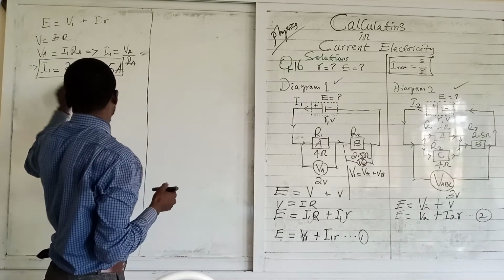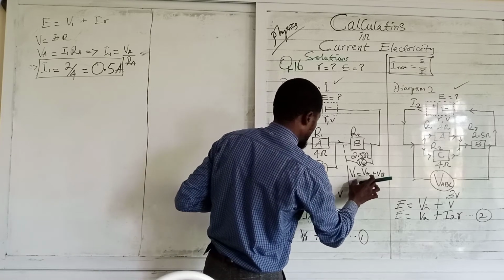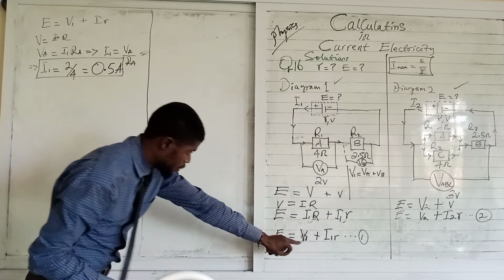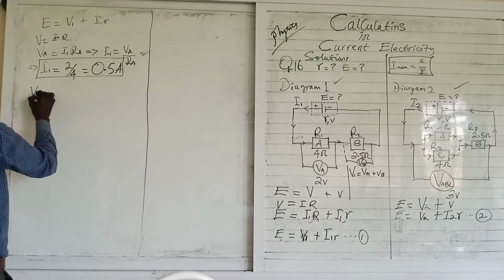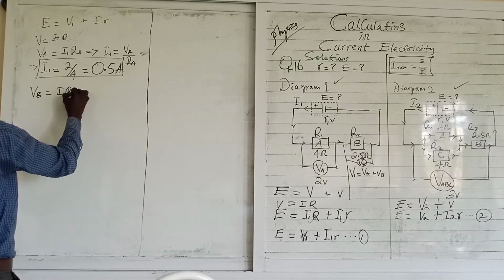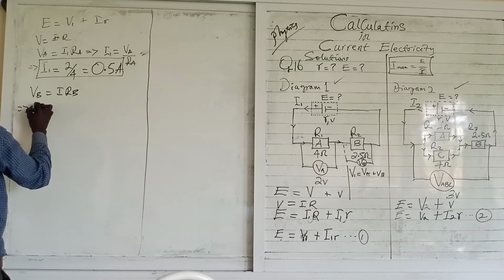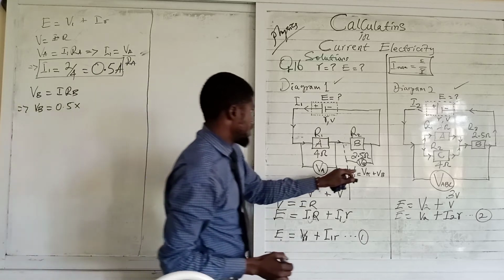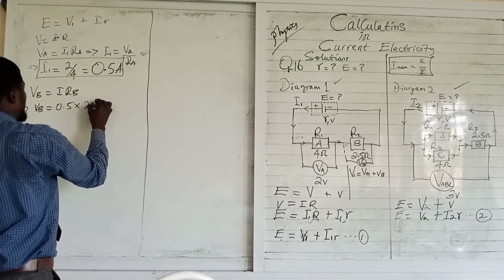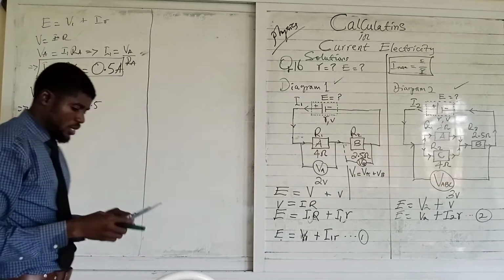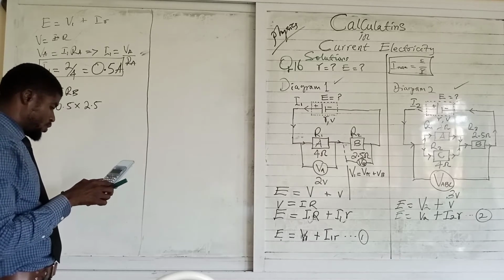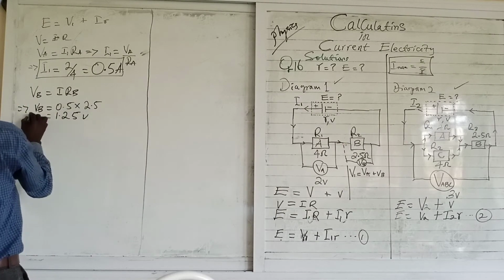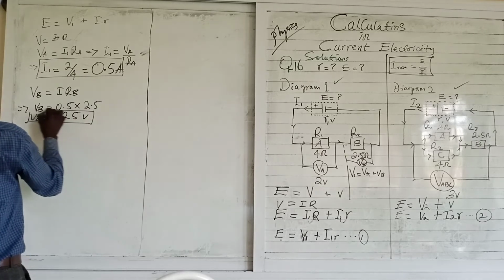Now that we have found our I, we're going to find the voltage across B, so that we'll now find our total voltage in the circuit. Because we need the value of V1 in this equation, we say that VB is equal to IRB. So VB is equal to 0.5 times RB. RB is given as 2.5. If you do that, 0.5 times 2.5 will give us 1.25 volts. So our VB is equal to this.